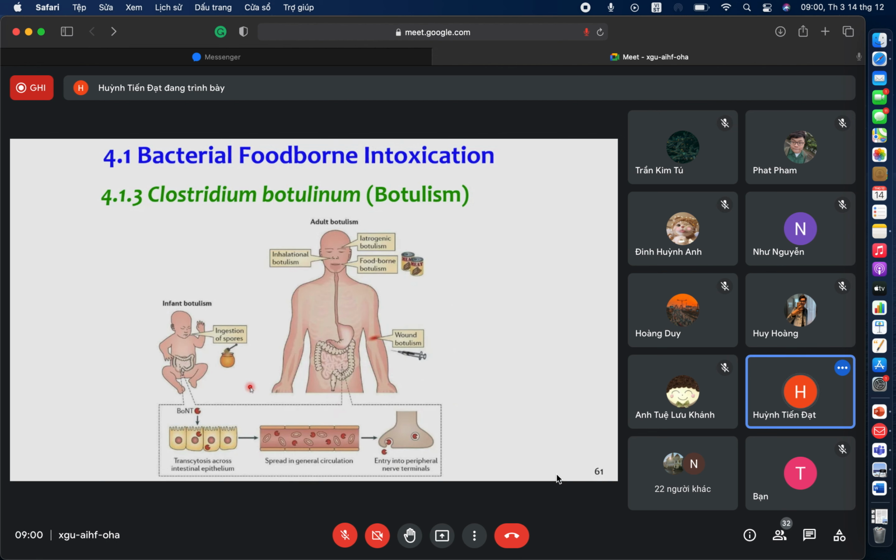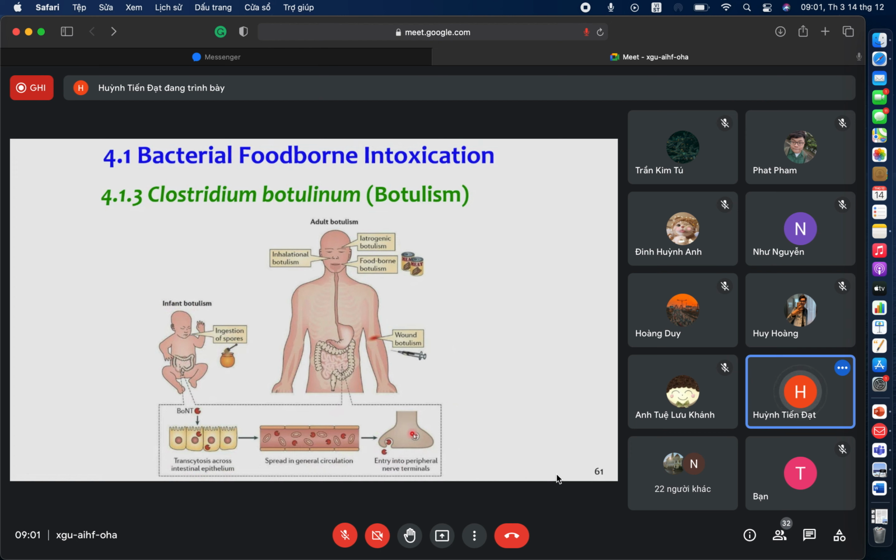So this happens in adults, but infants and children also get the problem. One thing I want to remind you guys is that infants get infant botulism because of ingestion of spores, most likely available in honey. The problem is that the honey contains the spores. Or another way is that they may cross the intestinal epithelium, so they are inside, and go straight into the general circulation.